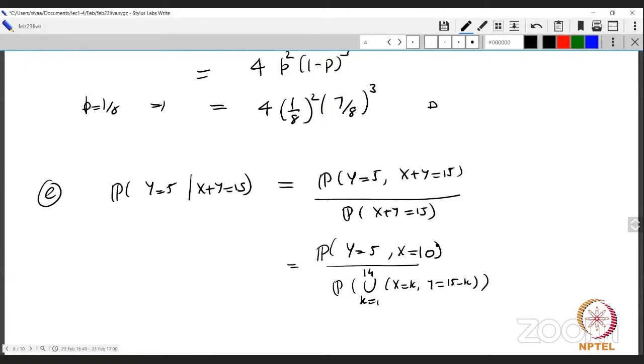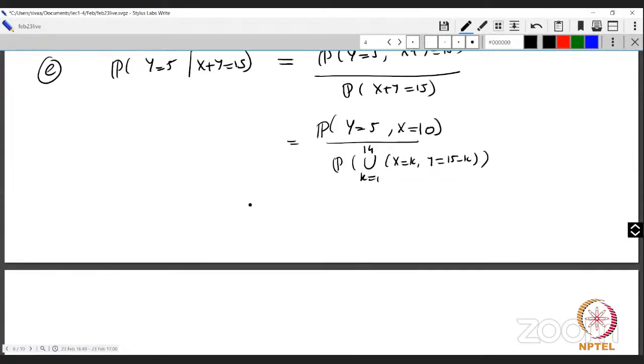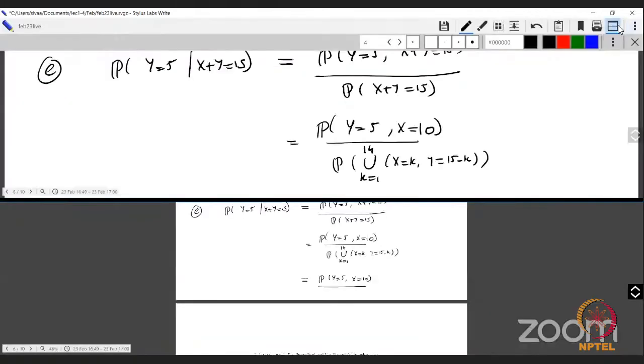So now all you have to do is compute these probabilities, right? So we can do it in a little fancy way, a little sophisticated way. I'll write this as the probability that Y equal to 5 and X equal to 10, the whole thing divided by, let me put another page after this. Sorry about that.